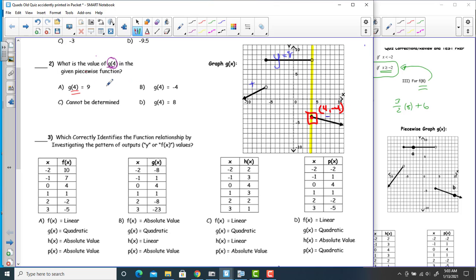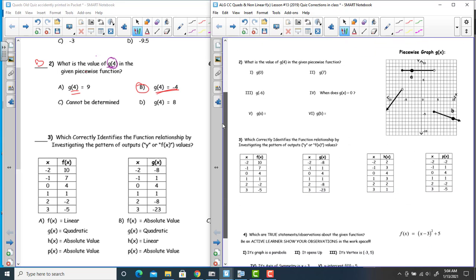Which of the values of g of x in the given piecewise function is true? And that should be choice B. 4 moments of time from now, the graph measures -4. And again, I apologize because this was set up as a quiz, and then I had it set up as a review sheet. And on the review sheet, I gave students an opportunity to make a bunch of other observations.